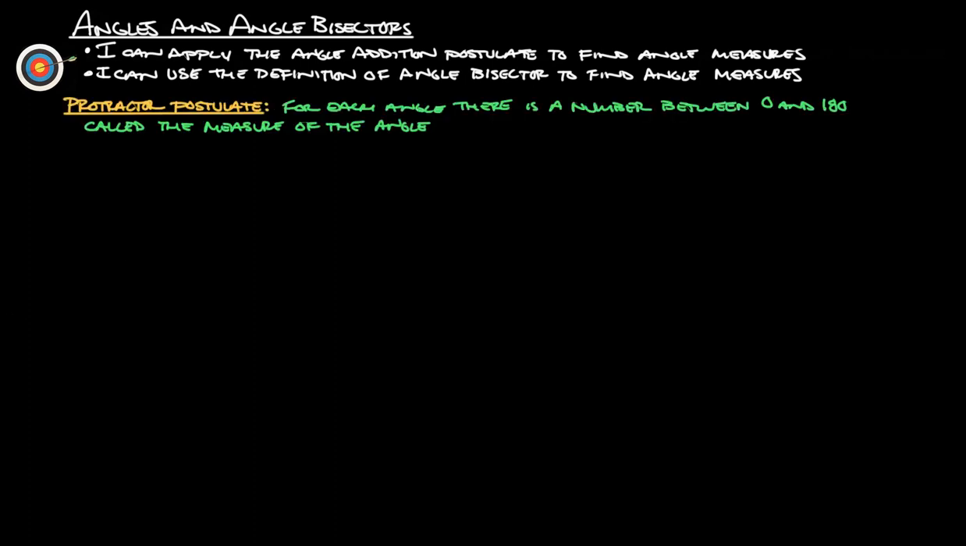Okay, so first thing, protractor postulate. For each angle, there's a number between 0 and 180 called the measure of the angle. Basically, this is just saying that you can take a protractor to any angle and say that it's 120 degrees, or this one is 82 degrees, whatever. So that's the protractor postulate, just saying that you basically can measure an angle.